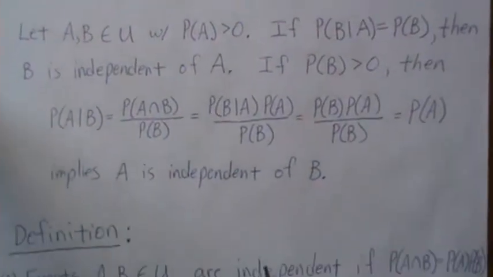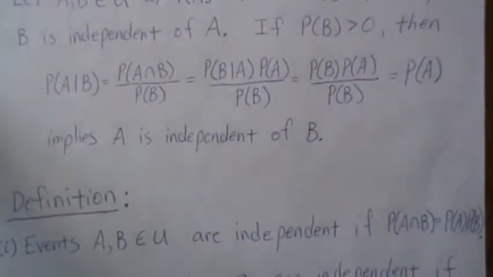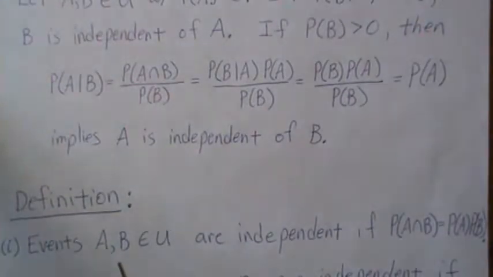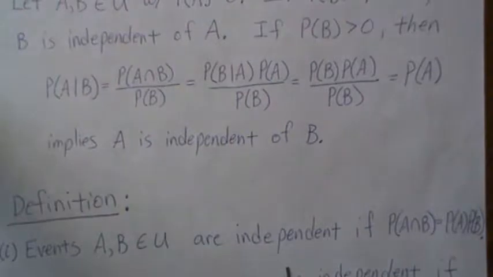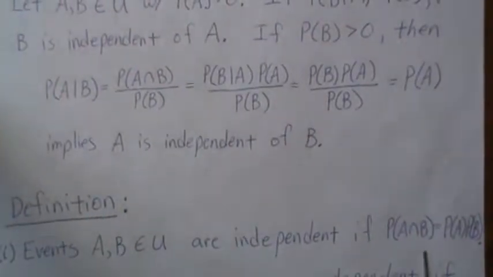And so the definition of independence is this: if we have events A and B in our sigma field, and they're independent, then the probability of their intersection is equal to the product of their individual probabilities. That's the probability of A times the probability of B.